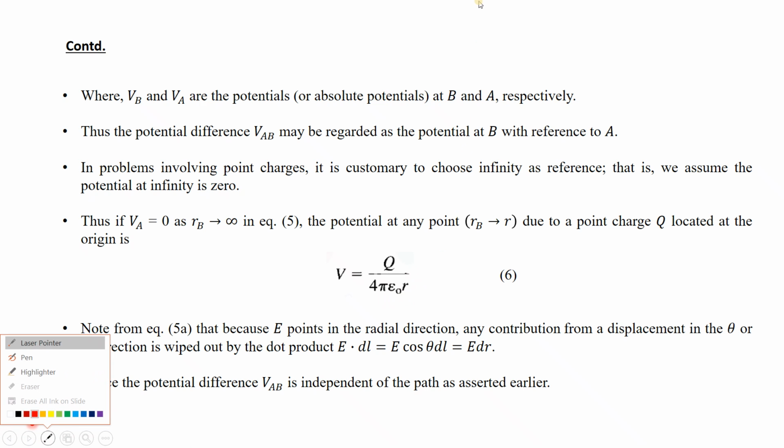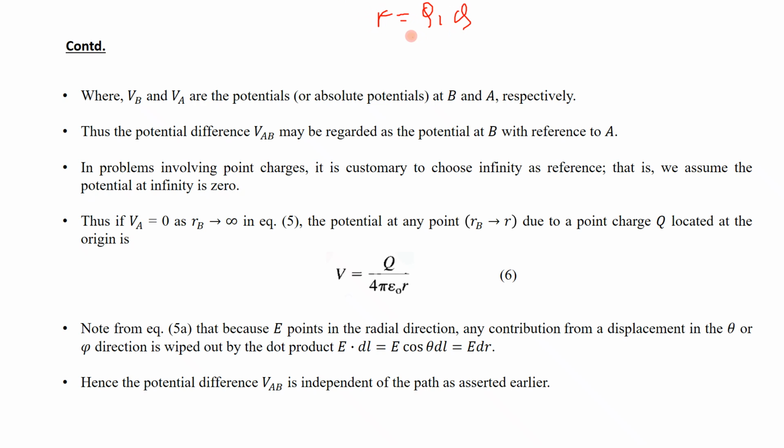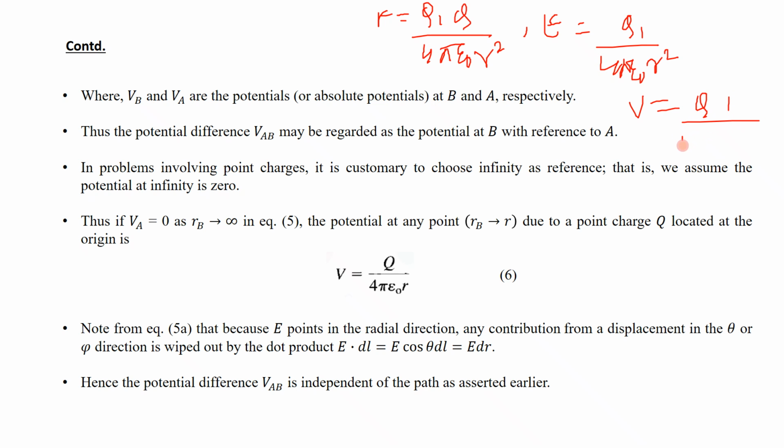Compare the equations. Coulomb's law is Q1 Q2 by 4 pi epsilon naught R square; for E it is Q1 by 4 pi epsilon naught R square; and for V it is Q1 by 4 pi epsilon naught R. R means the distance. The work done to bring a unit positive charge from infinity to a particular point is the potential at that point.